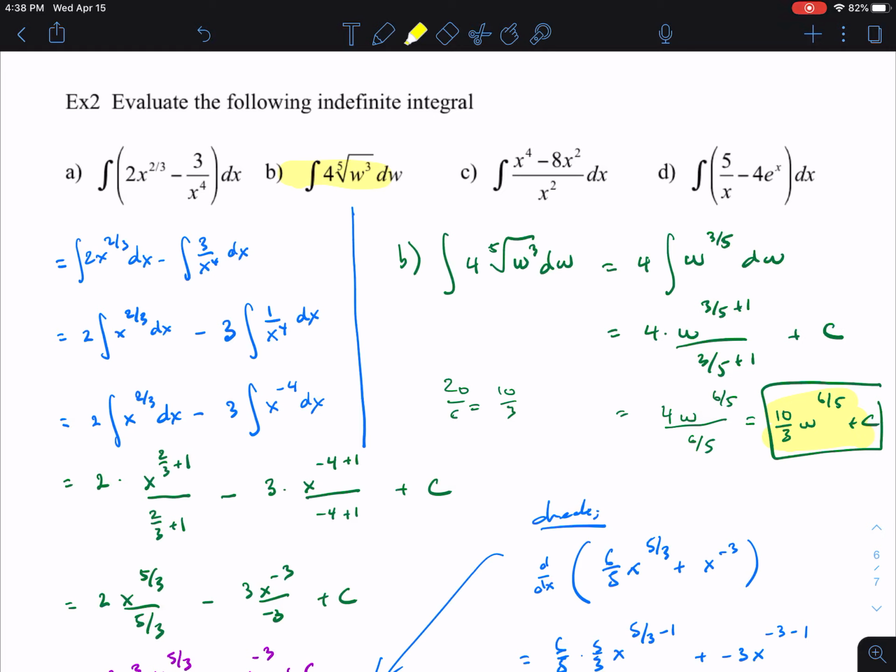I feel like I make mistakes here, 6/5. Maybe we should check here. I'm going to go ahead and check the answer. So 10/3 times 6/5 w to the power minus 1, so it'll be 1/5. So that would be 4w to the 1/5.